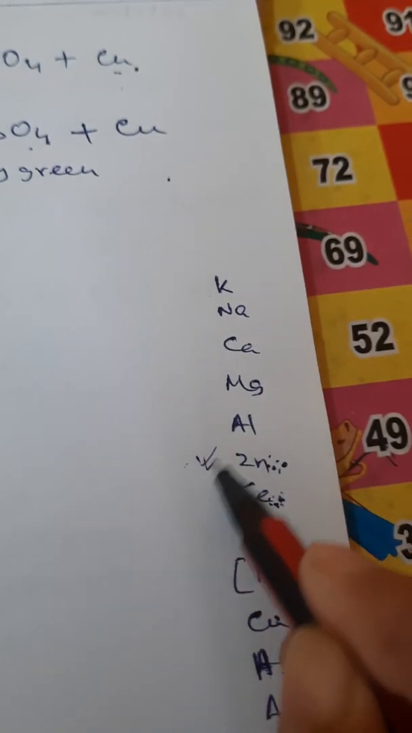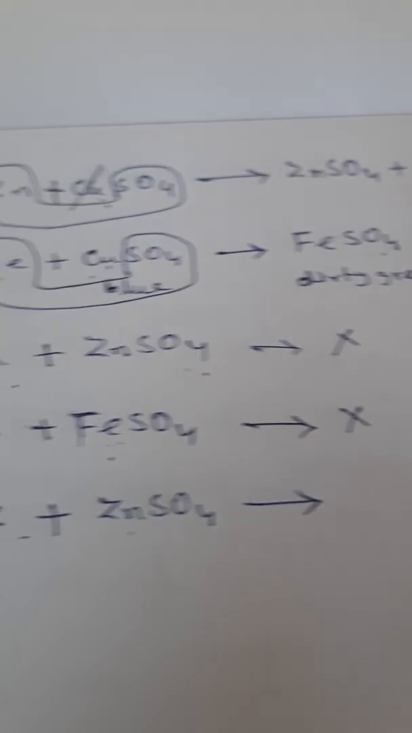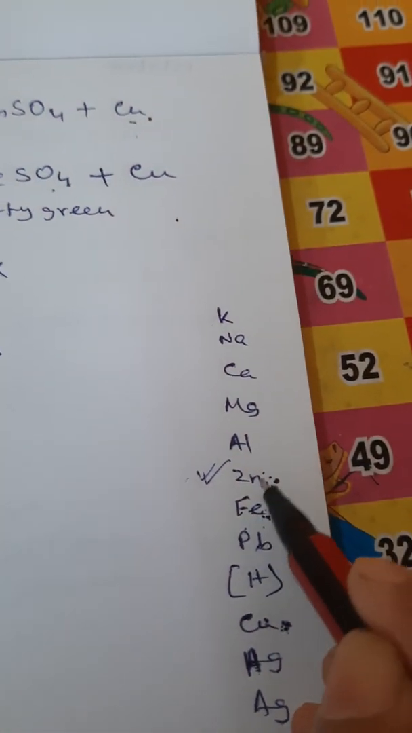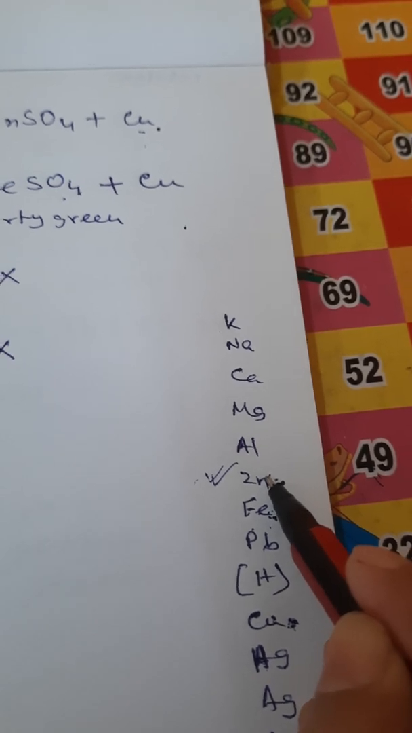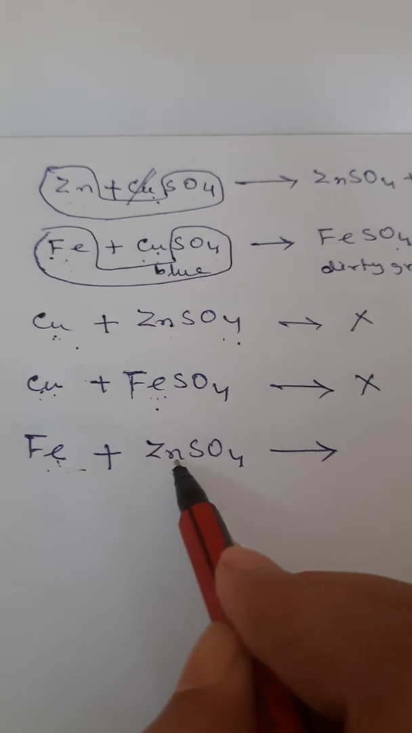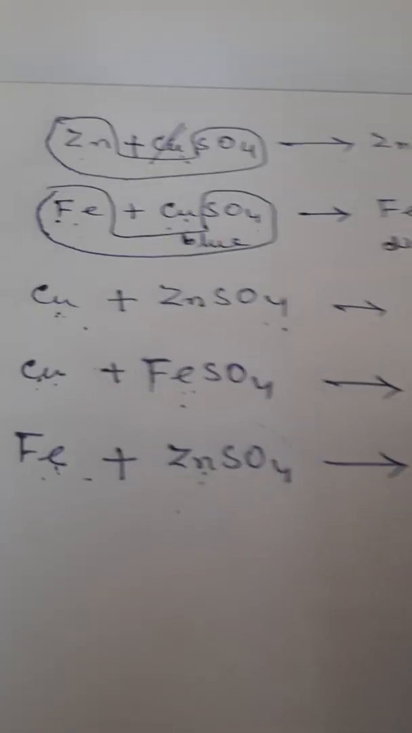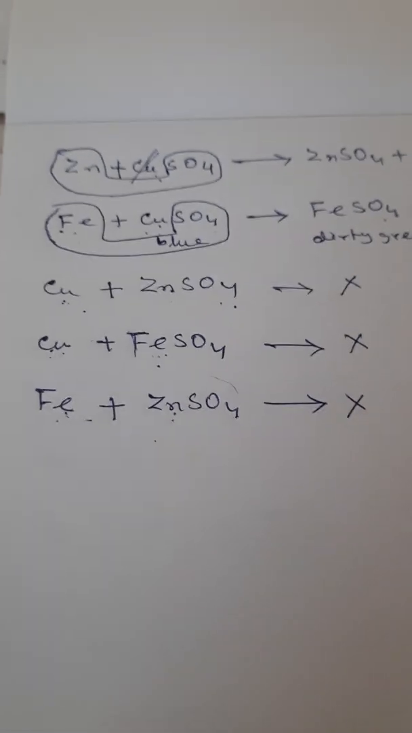So zinc is more reactive than iron. And we can also say iron is less reactive than zinc. So iron cannot displace zinc from its salt solution. So no reaction takes place in this case. Clear, children?